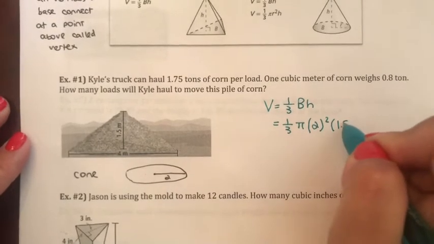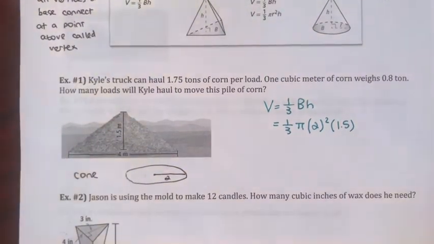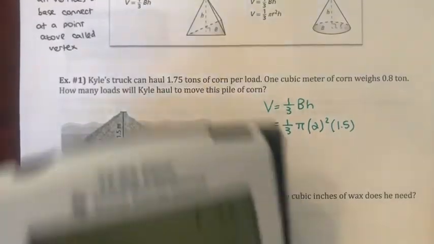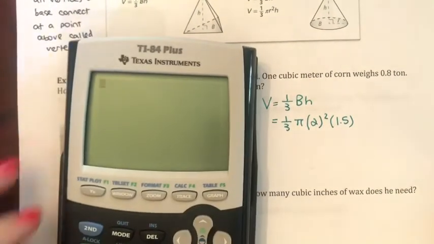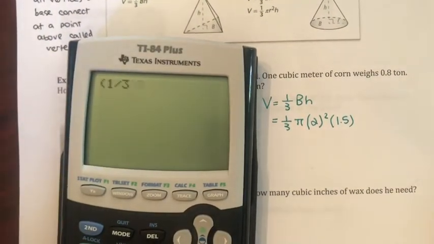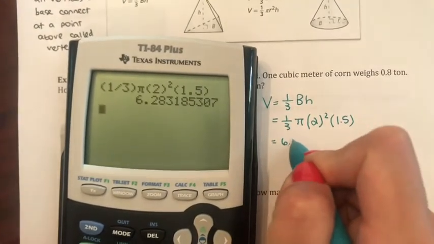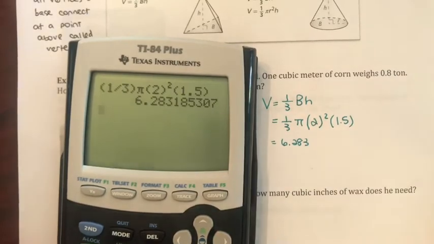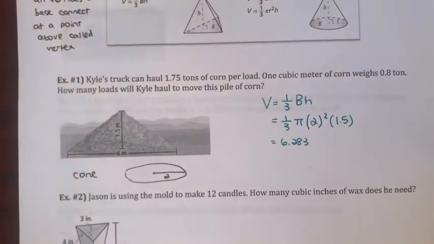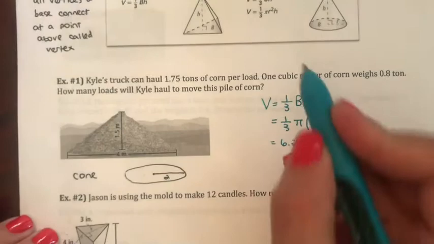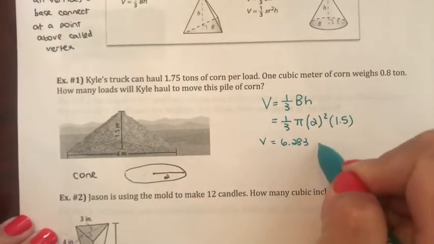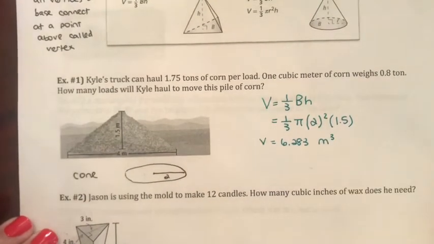Now the radius is 2, so I'm just going to plug that in, times the height of my cone, which is 1.5. Typing this into my calculator, I put 1/3 in parentheses, pi r squared times 1.5. And I end up with 6.283. This is the volume of the cone, so we've got meters cubed.